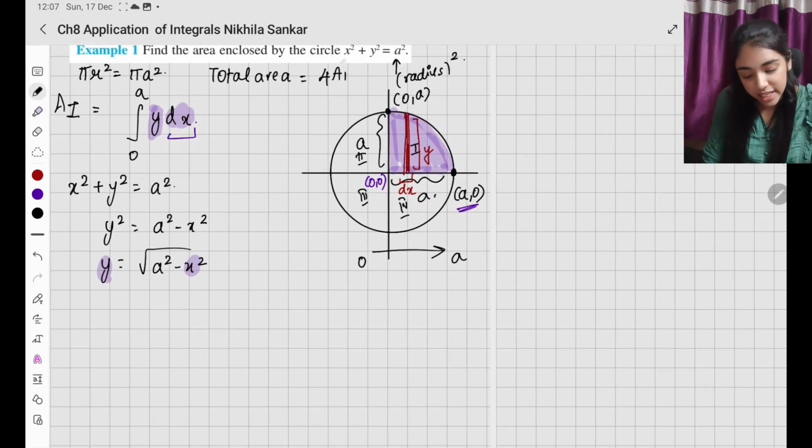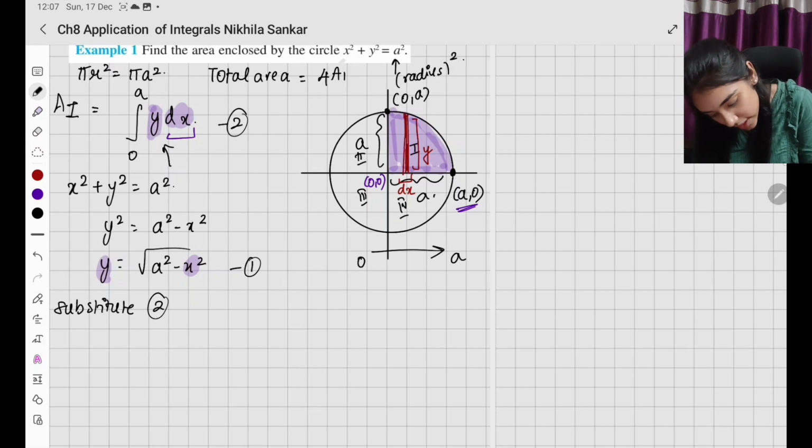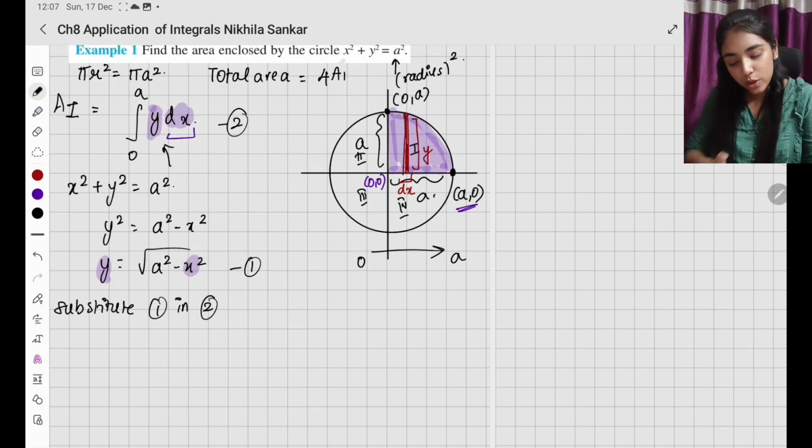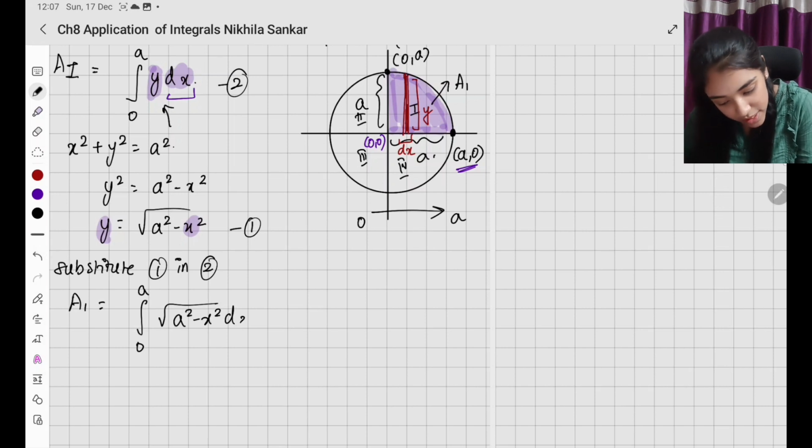y is written in terms of x. Can we substitute that here? So equation 1, 2. I'm going to substitute 1 in 2. So when I do that, what is my integral going to be? I have area A1. This is going to be A1. A1 is going to be integral 0 to a of square root of a square minus x square times dx.